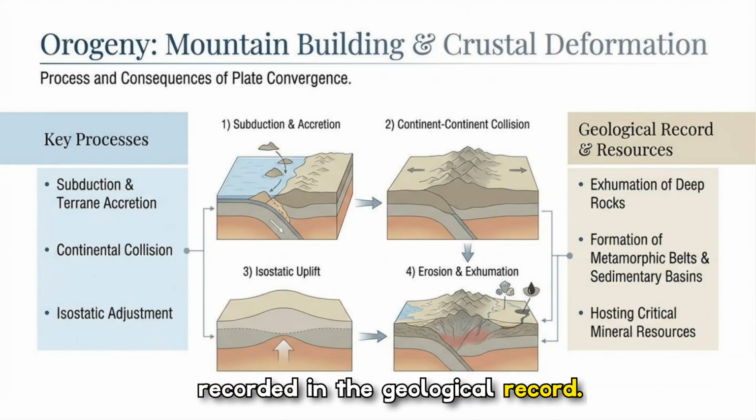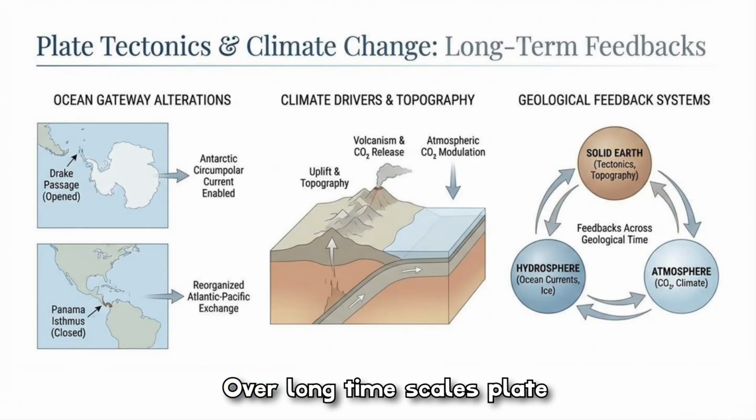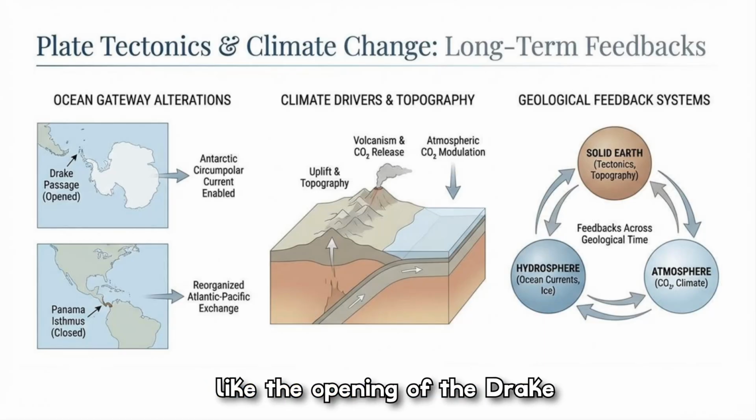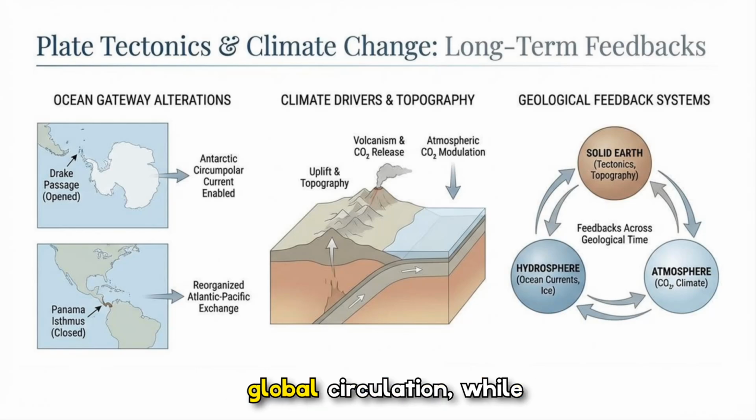Over long timescales, plate tectonics influences climate by rearranging ocean gateways and changing topography, which in turn alters ocean currents and atmospheric circulation. Events like the opening of the Drake Passage or closure of the Panama Isthmus reshaped global circulation, while volcanism and uplift modulate atmospheric CO2, creating feedbacks among the solid Earth, hydrosphere, and atmosphere.